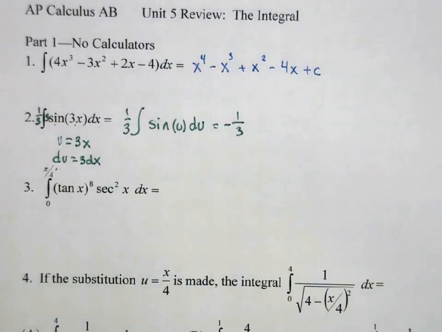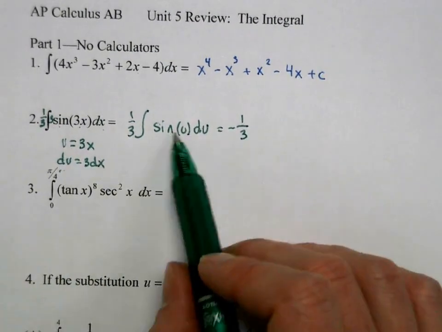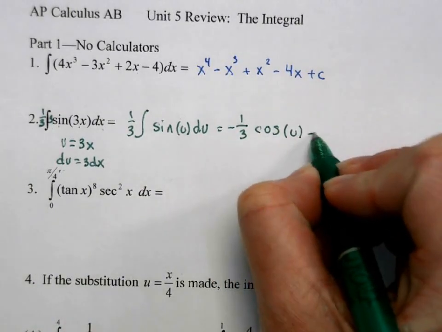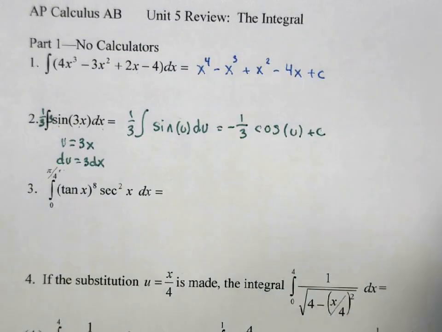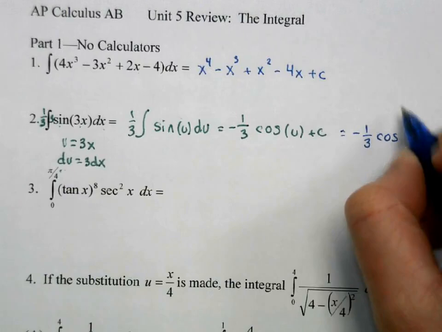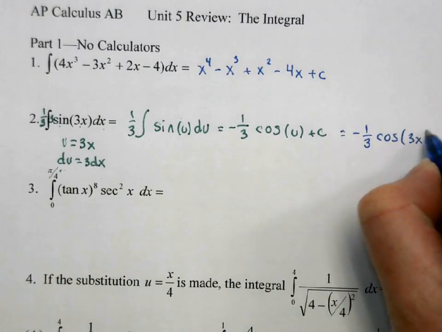Derivative of cosine is a negative sine, so when I do the integral of sine, we get a negative cosine. And then with these indefinite integrals, we want to substitute back in our u.